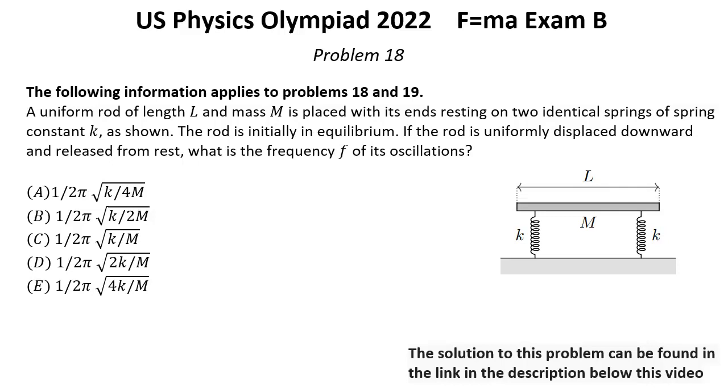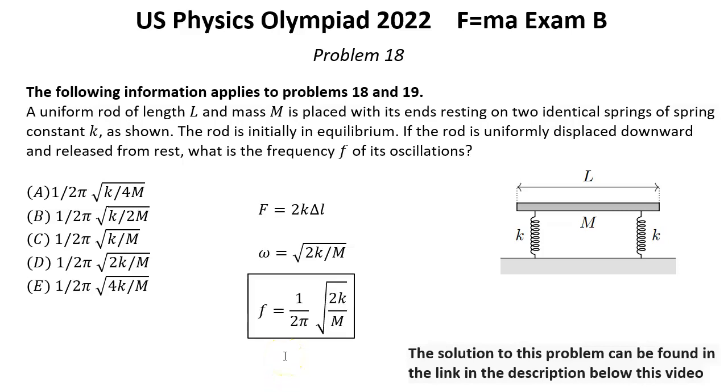Solution for problem number 18. If the rod is displaced down by distance delta L, then the vertical net force it experiences is 2k delta L. This is just like a spring-mass system where the spring constant is effectively 2k, so the angular frequency is the square root of 2k over M, and thus the frequency is this one. That's answer D, and that was the solution for problem number 18.